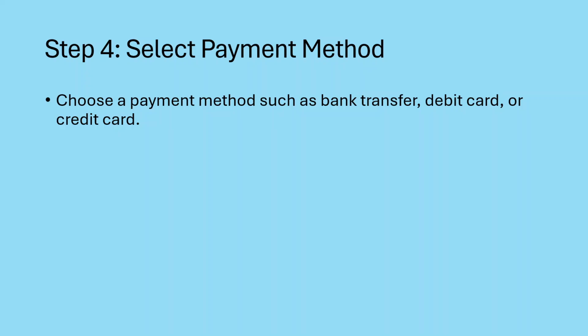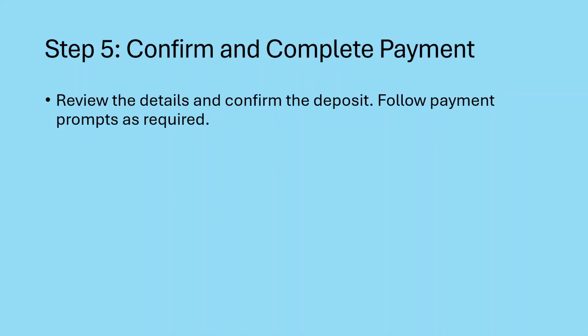Step 4. Select payment method. Choose a payment method such as bank transfer, debit card or credit cards. Step 5. Confirm and complete payment. Review the details and confirm the deposit. Follow payment prompts as required.